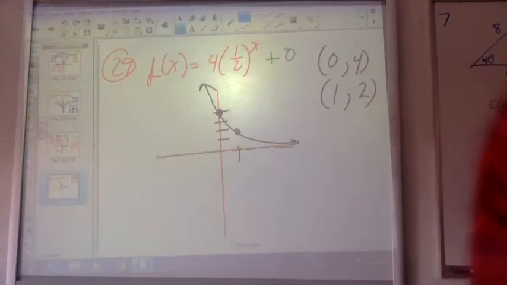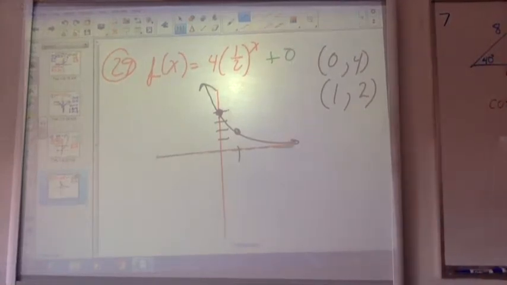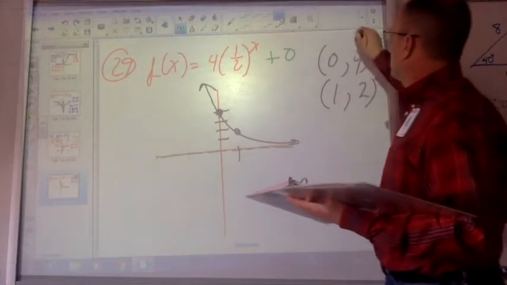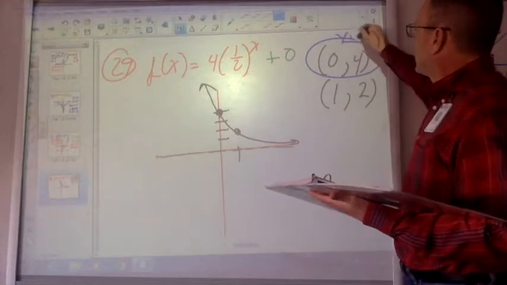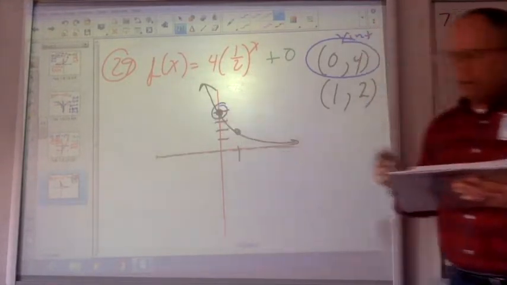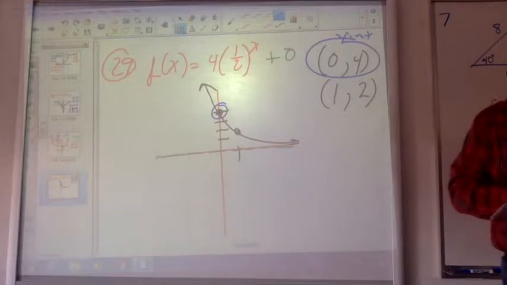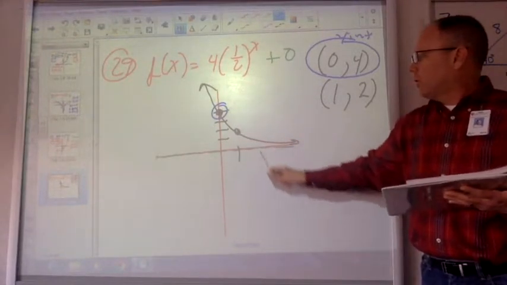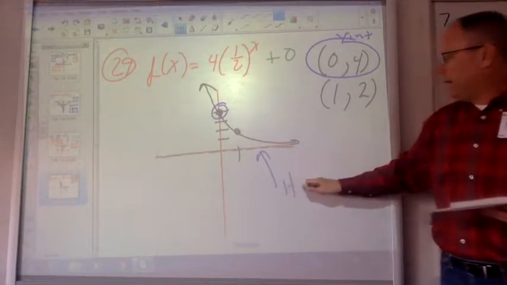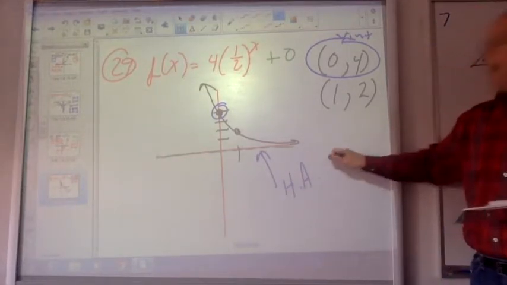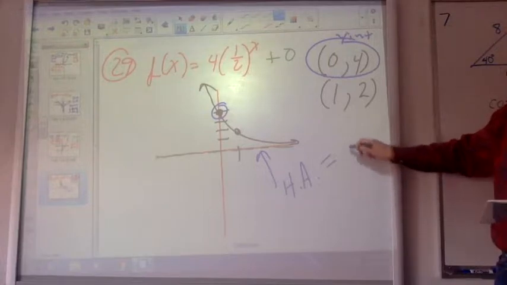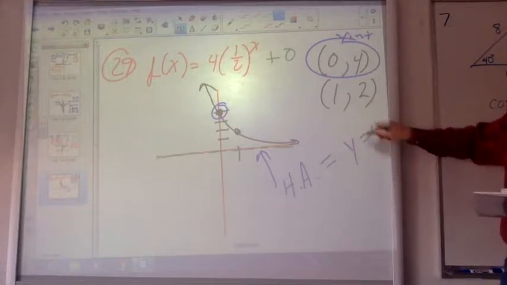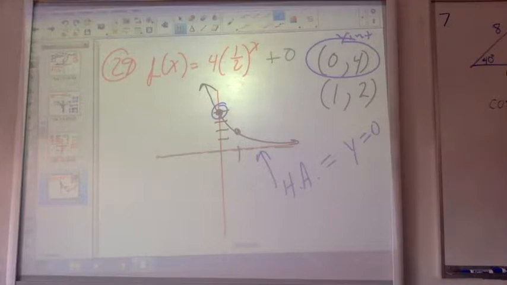All right, sketch graph. What is the y-intercept? This is our y-intercept right here. What is the equation of the horizontal asymptote? So this is 0, right? So the horizontal asymptote, that we'll indicate as HA. Horizontal asymptote is y equals 0. Y equals 0 is a horizontal line. Remember, y equals a number is horizontal.